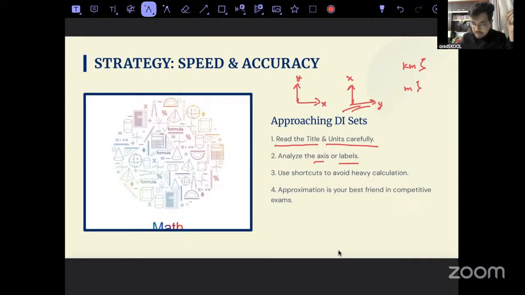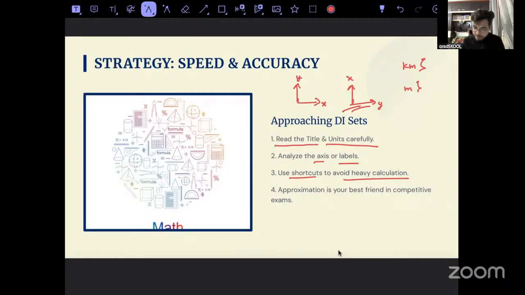Next thing is, use shortcuts for heavy calculation. Shortcuts and all those tricky calculations, there are some concepts also, and also from practice you'll get it. What I believe is practice is the major part for calculation. The more and more questions you do, the more and more practice you get, the better your calculation will become. So everything is practice and consistency.